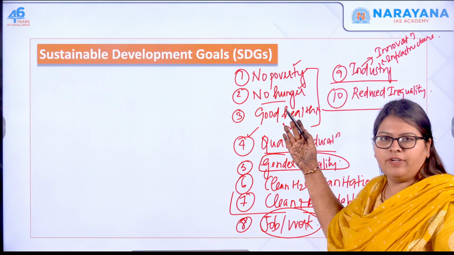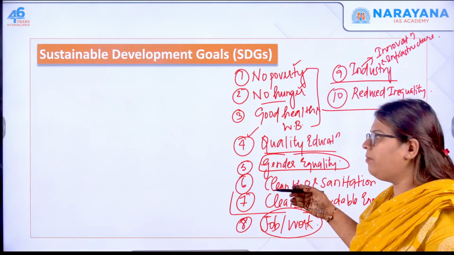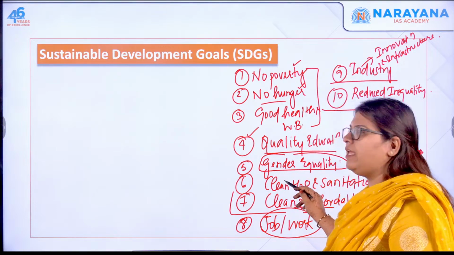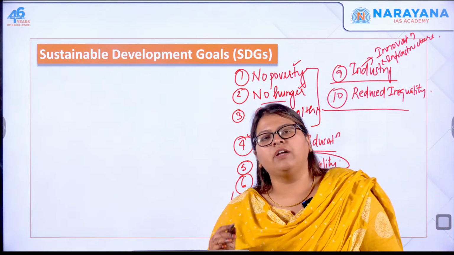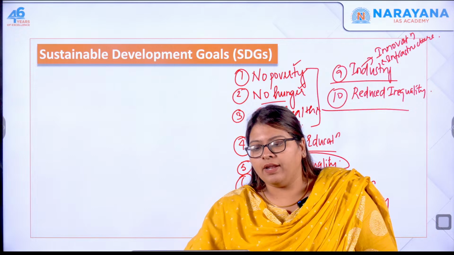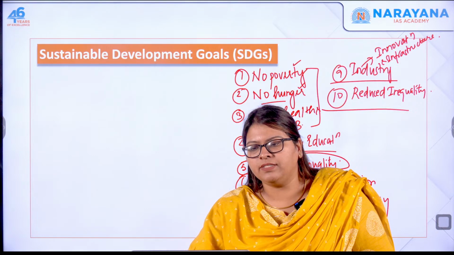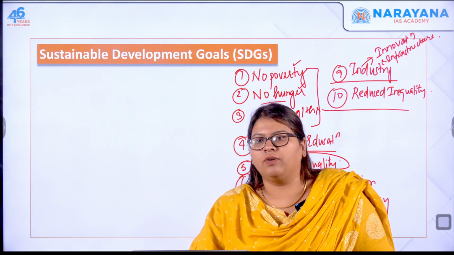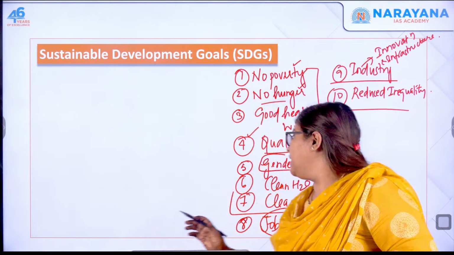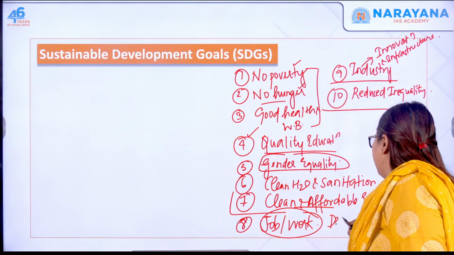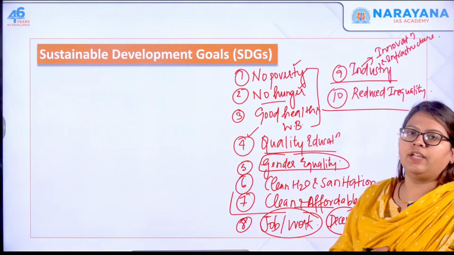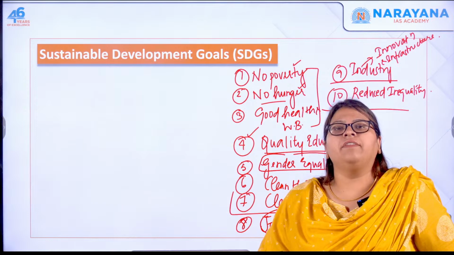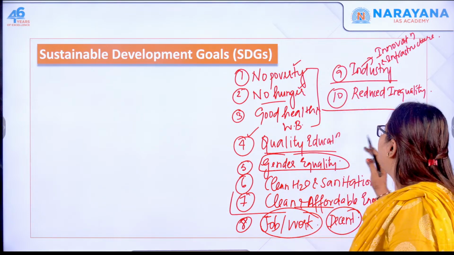First there was no poverty, no hunger. You go to school, learn about your gender equality, then clean water as well as clean and affordable energy. Then you actually go to a workplace, where what is your workplace? That is decent work, which is SDG number 8. So this is decent work. After decent work, if it is in industry, you focus on innovation and infrastructure. And finally, the 10th one is reduced inequality.